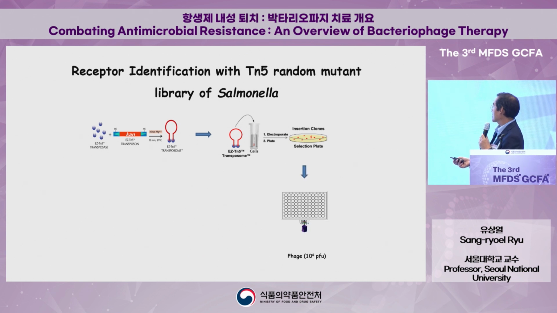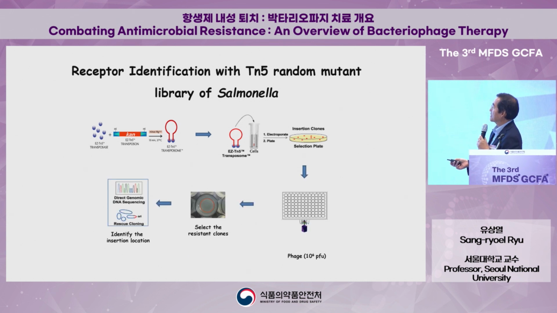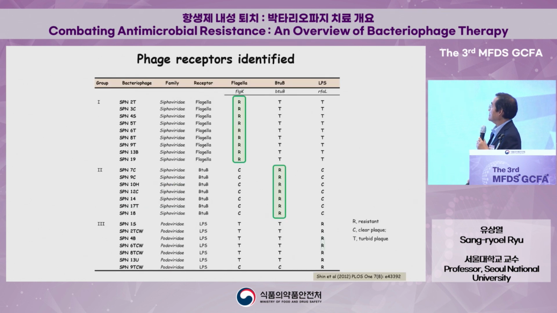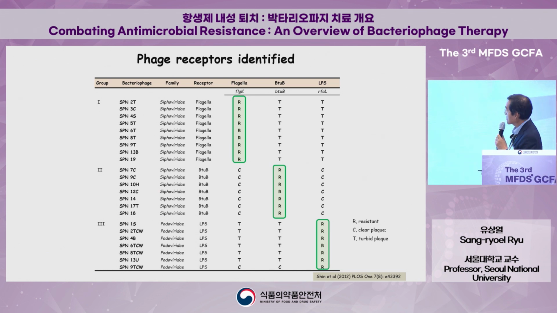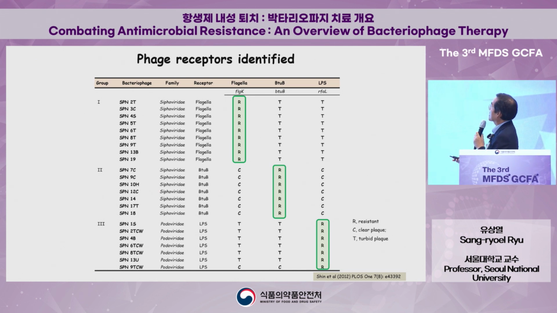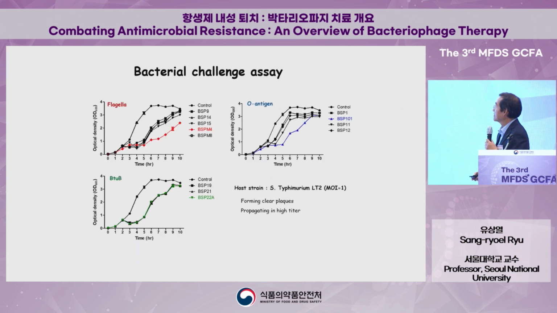We have a Tn5 random mutant library, and we utilized that. We screened the receptors of the phages that we found, and the result is what you see here on this table. We looked at the receptors of 20-plus phages, and it's quite interesting because they roughly fall into three groups: either Flagella, BtuB, or LPS. These were the three different receptors being used. So three groups existed.